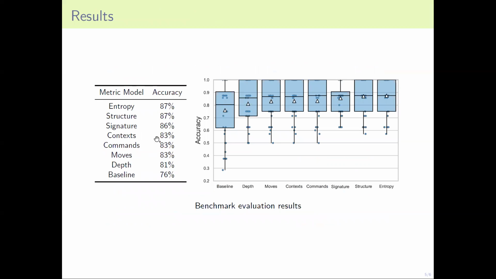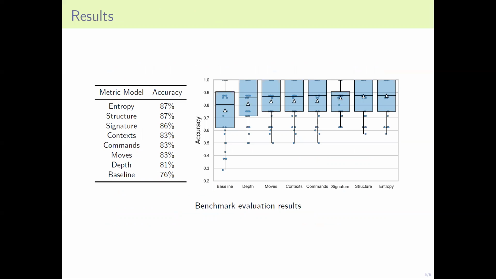Here we can see the accuracy values for each complexity metric in the table, and the box plot tells us how good the individual participants are predicted. All models achieved an accuracy above 80% and performed better than the baseline model. The best performance is achieved by entropy, closely followed by structure with an accuracy of around 87%.